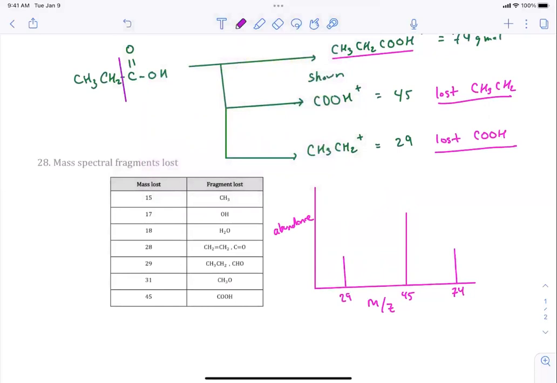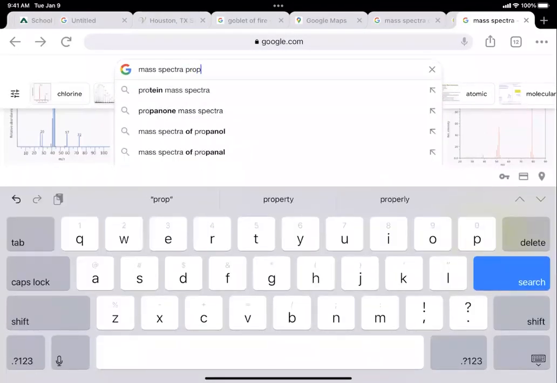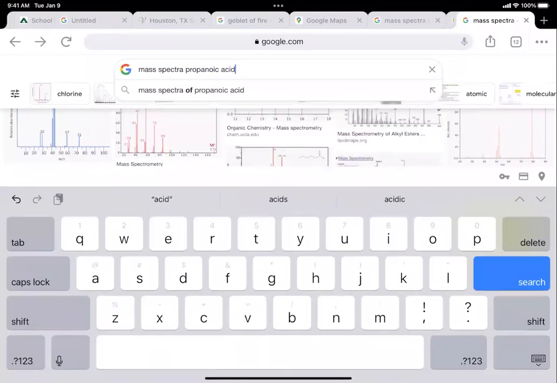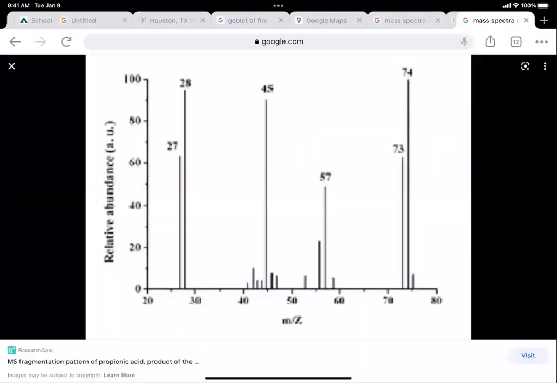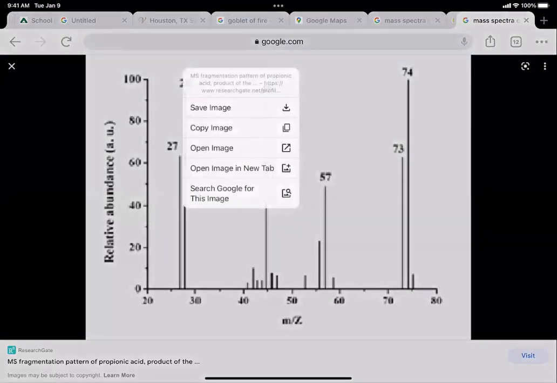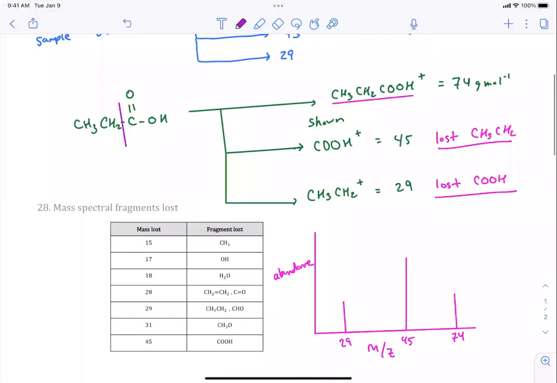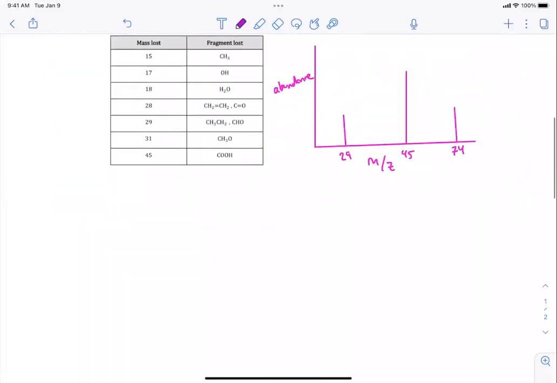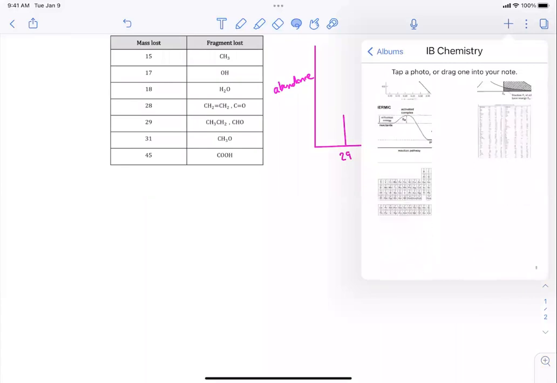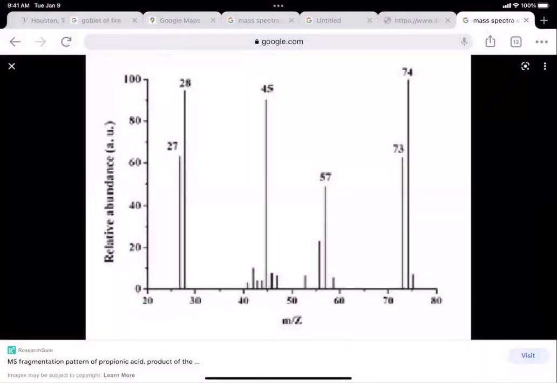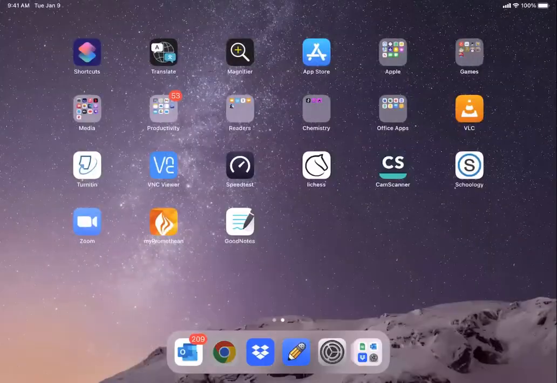But for this one, especially propanoic acid, for example, if I pull up, let's see, I guess this one would be it. So let's put this in here. Okay, so that was the bond breaking here as well. Let's see, did it paste? I don't think it copied.